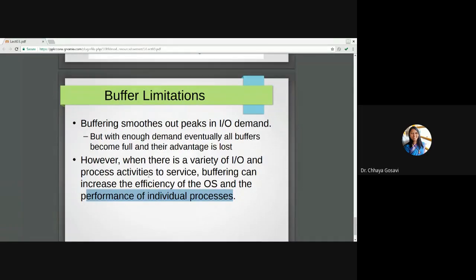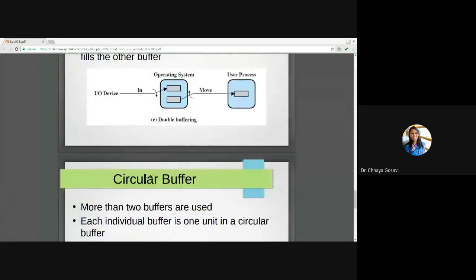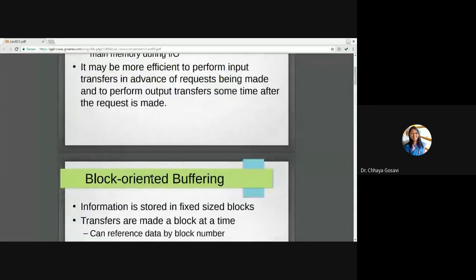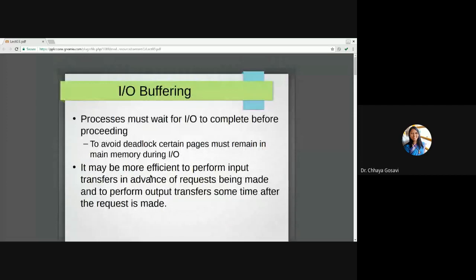Any queries about buffering? Why do we need a buffer? What are the different types of buffers used here? No buffer, single buffer, double buffer, and circular buffer. Again, in buffering, we have two types: block oriented buffer and stream oriented buffer.